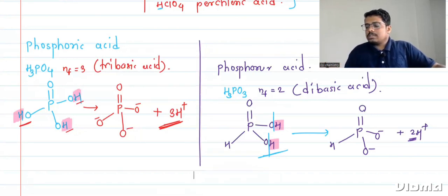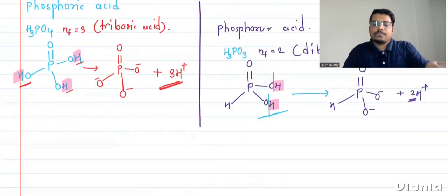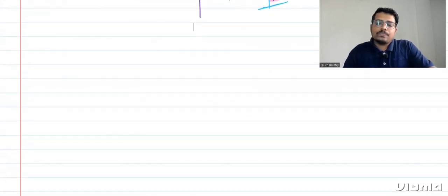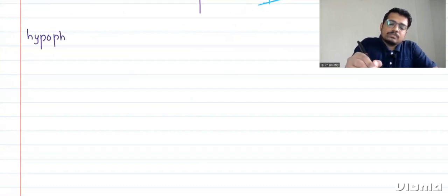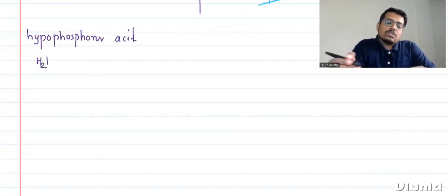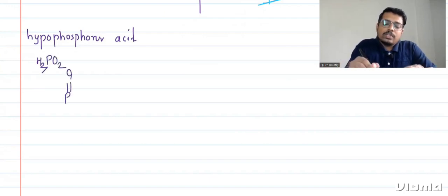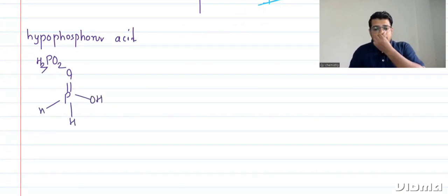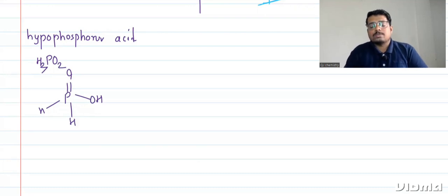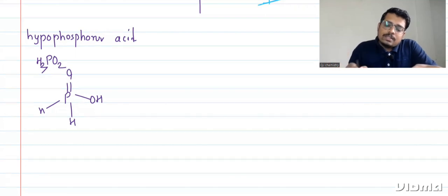Next example is hypophosphorus acid. The formula of hypophosphorus acid is H3PO2. The actual structure has 3 phosphorus-hydrogen bonds and 1 OH-phosphorus bond, plus 1 double bonded oxygen-phosphorus bond present in hypophosphorus acid.